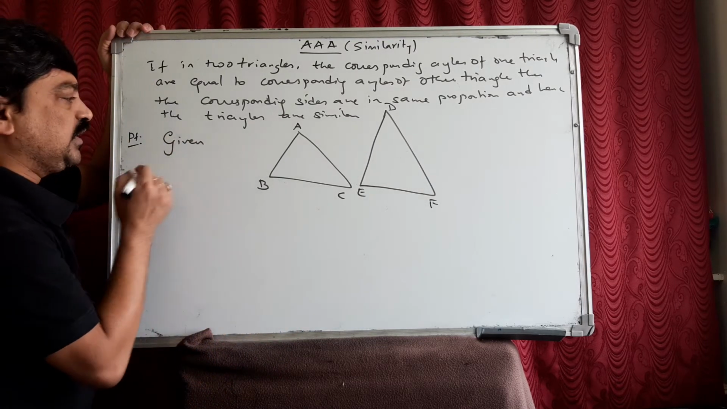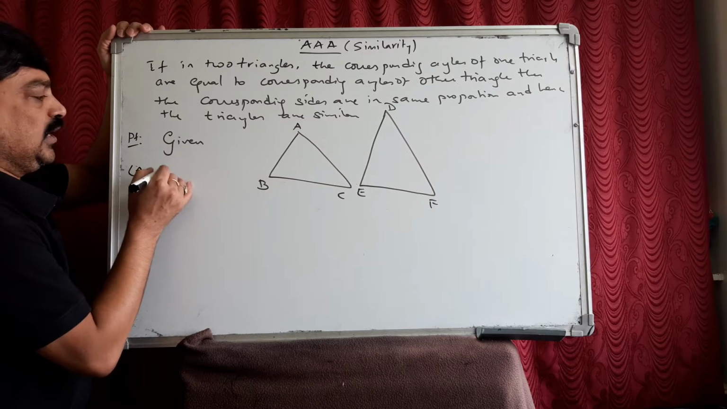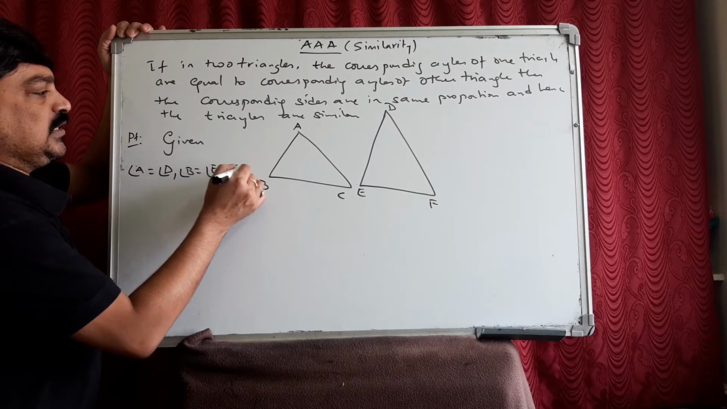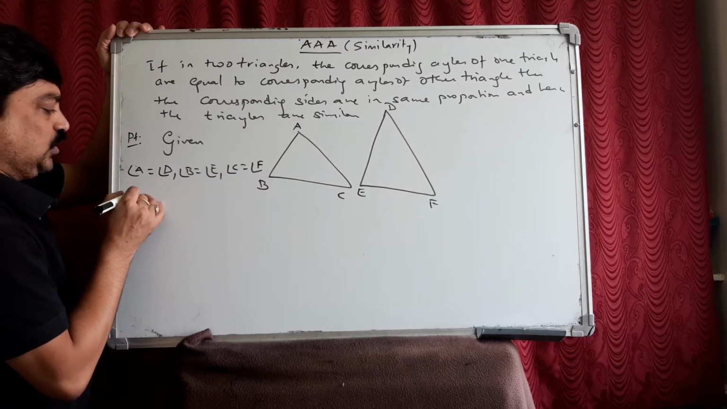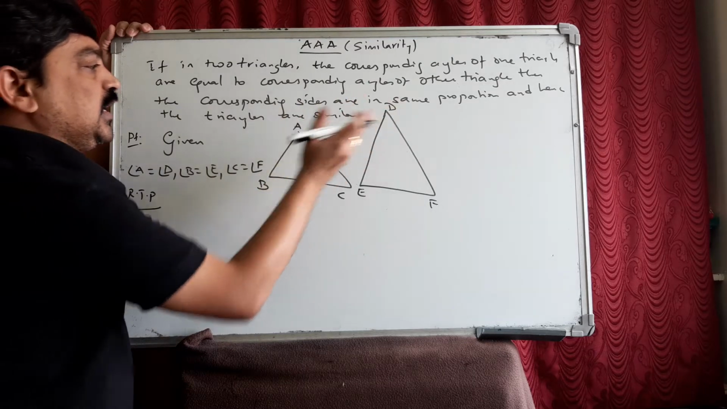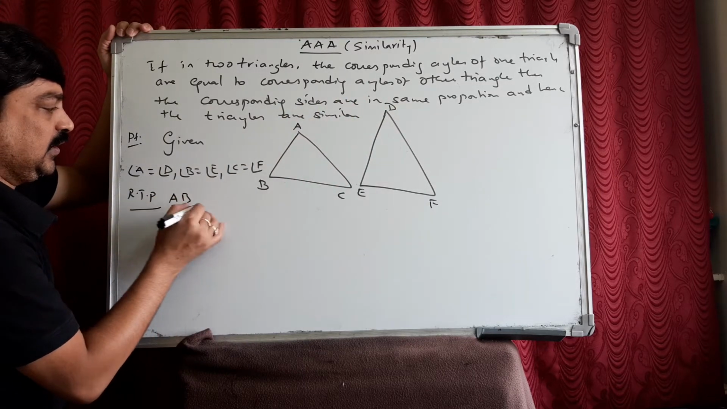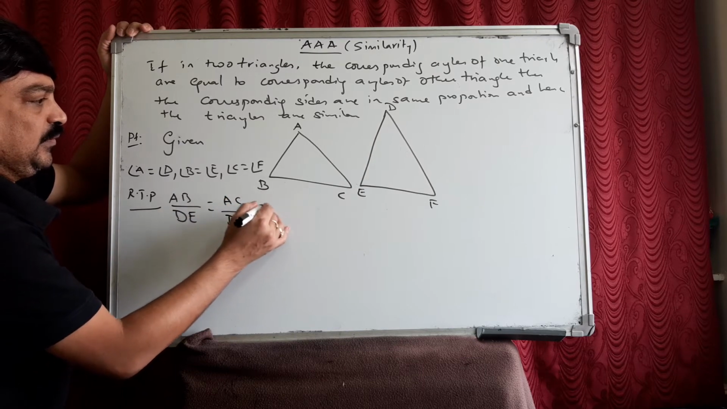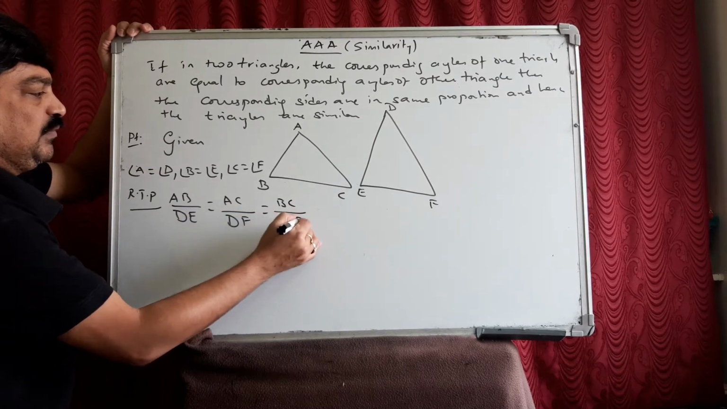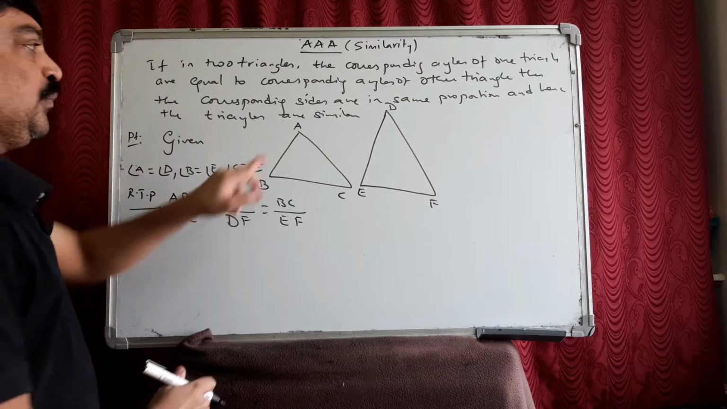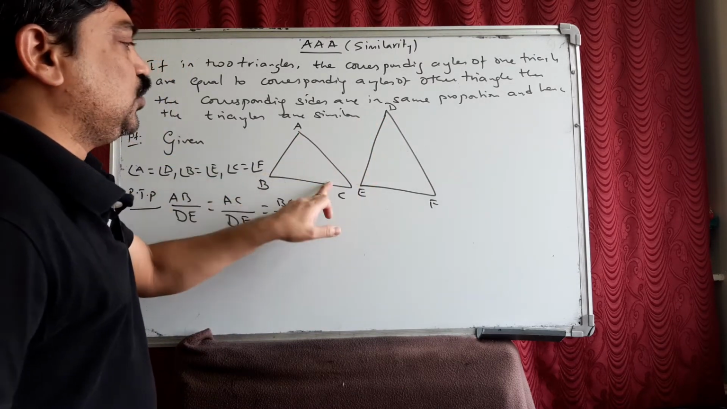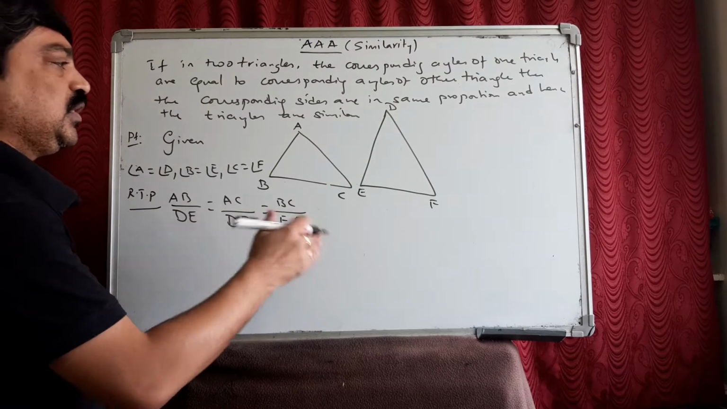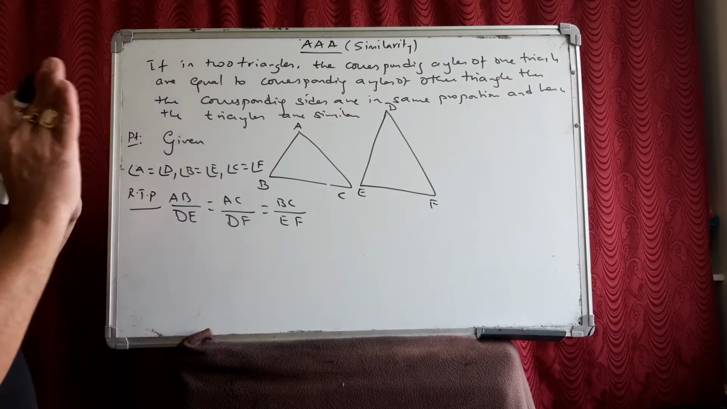Okay. What is given here? Angle A is equal to angle D, angle B is equal to angle E, and angle C is equal to angle F. And what is to prove, RTP? The corresponding sides are in the same proportion: AB by DE is equal to AC by DF is equal to BC by EF. This is given and this is RTP. What is given? The corresponding angles of two triangles are equal. Then the corresponding sides are in the same proportion. That's what we have to prove.